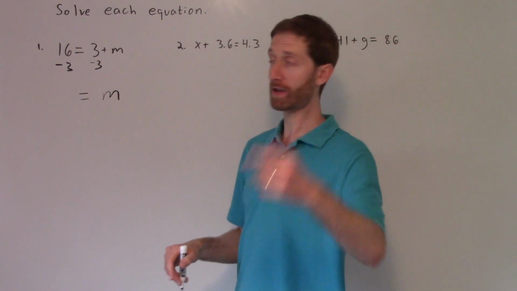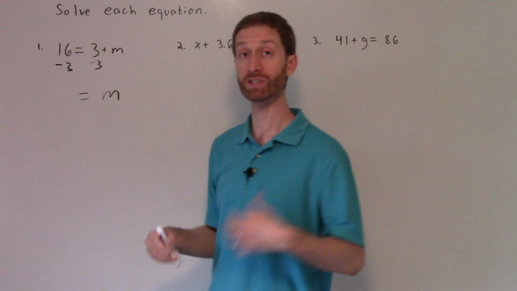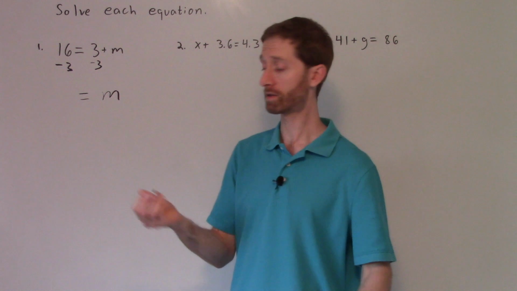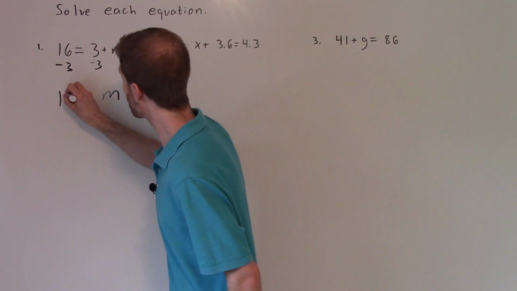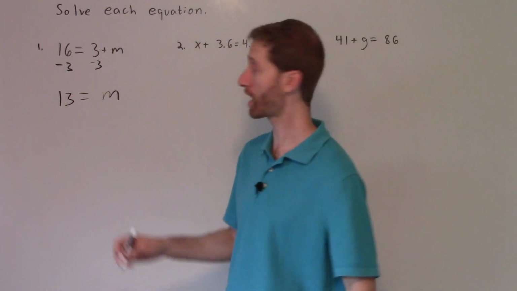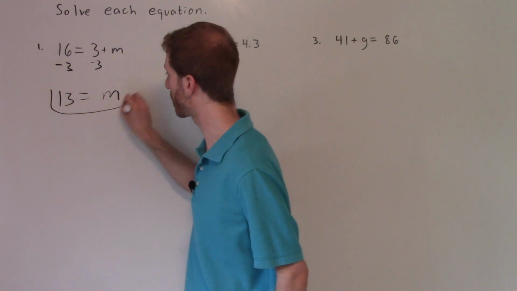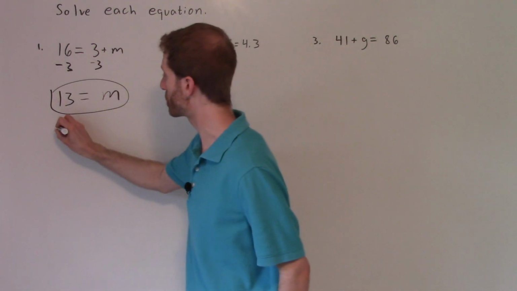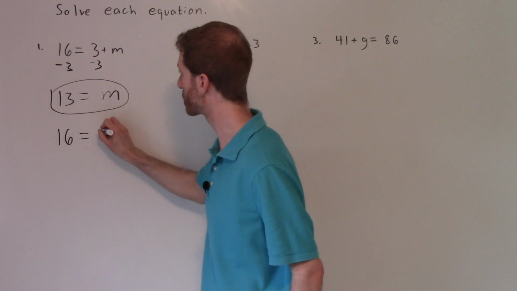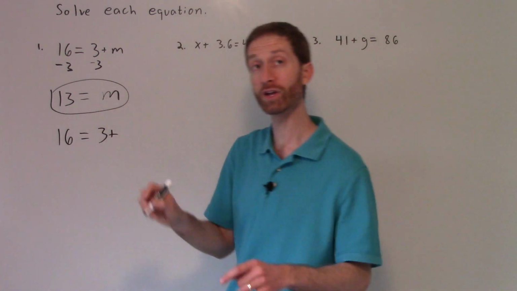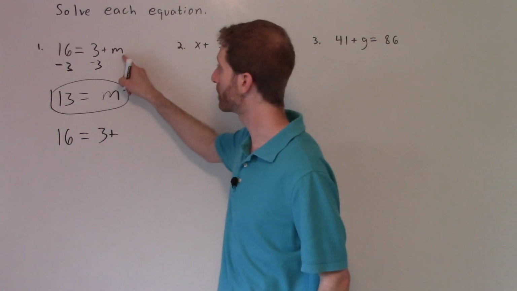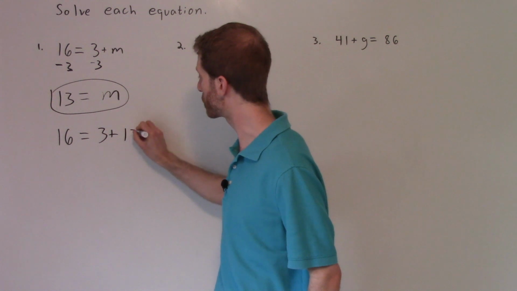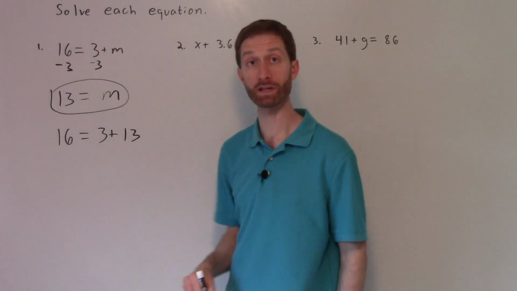Then I look at the left-hand side and I'm subtracting 3 from 16. 16 minus 3 is 13. I like checking my answer, so I'm going to do a check here by evaluating my answer back into the original equation. So I have 16 equals 3, and I'm now going to evaluate in for the m value the number that I got. And sure enough, 3 plus 13 is 16.